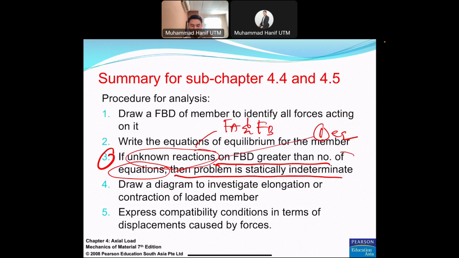If you find this, you will proceed with the next step, which is to draw a diagram to investigate elongation or contraction. If you have 2 unknowns but one equation, or 3 unknowns and 2 equations, you have to use elongation, contraction or deformation. Then express the compatibility condition, and you will have another equation, equation number 2. So this is the summary.